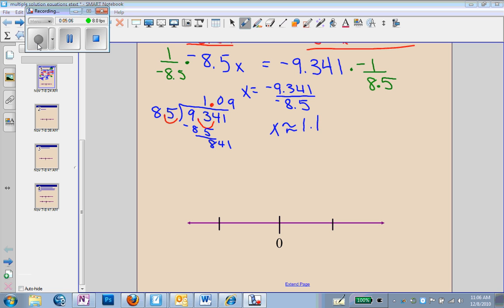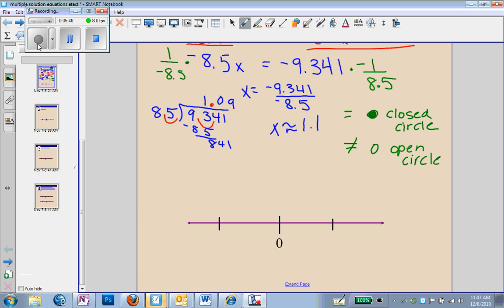A closed circle is a dot that is filled in. And this means equal. It's the notation for equal. An open circle is the opposite. An open circle is a dot that's not filled in, and it means not equal to. So when we say that x is equal to 1.1, it's actually approximately equal to 1.1.